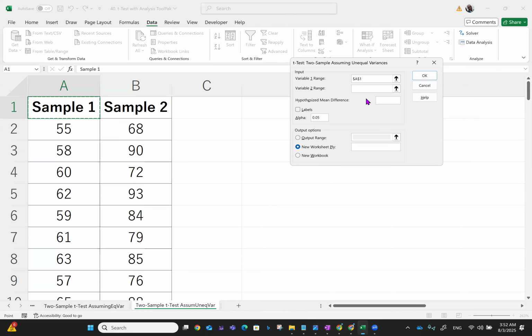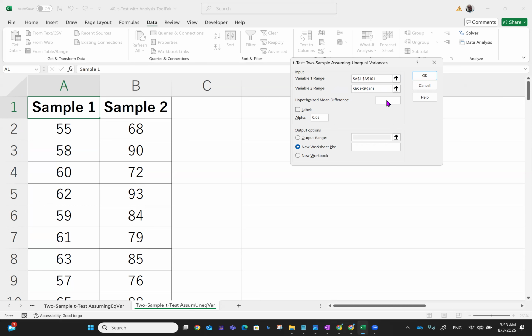So you have A1 to A101. Oh, this has made it easy for us. So then I come here, then I have $B$1 colon $B$101. That's where the variable range 2 is.